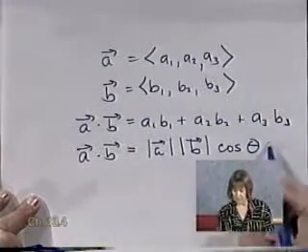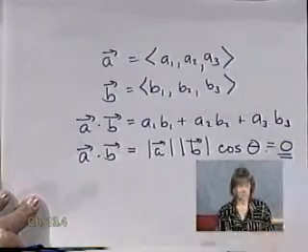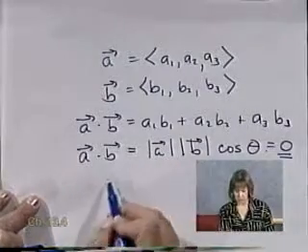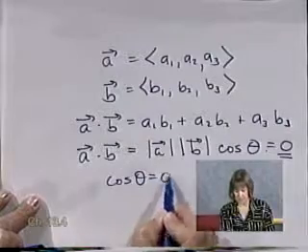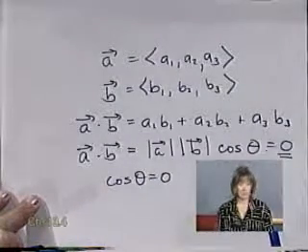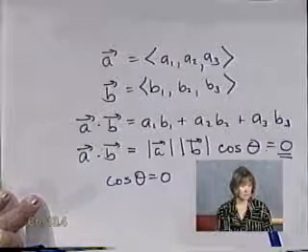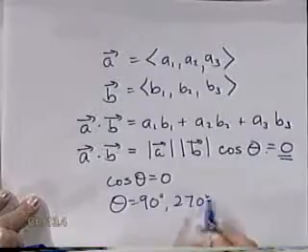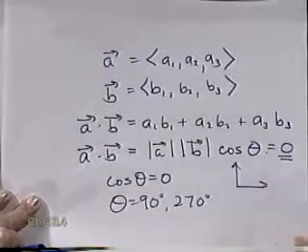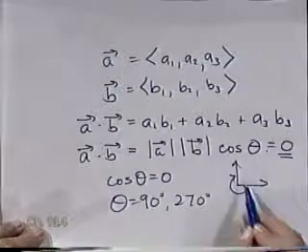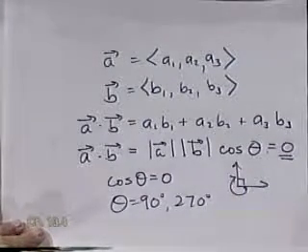Well, what if this turns out to be 0? Since the length of A is not 0 and the length of B is not 0, the cosine of the angle has to be 0. And the cosine of what kind of angles are 0? 90, 270, right? Well, gee, the angle between them is 90. It looks like this. If it's 270, I guess you're just measuring it the other way instead. Either way, they are perpendicular to each other.